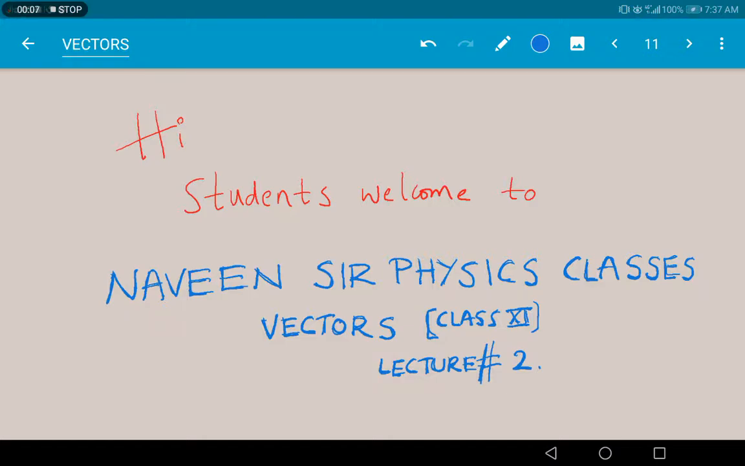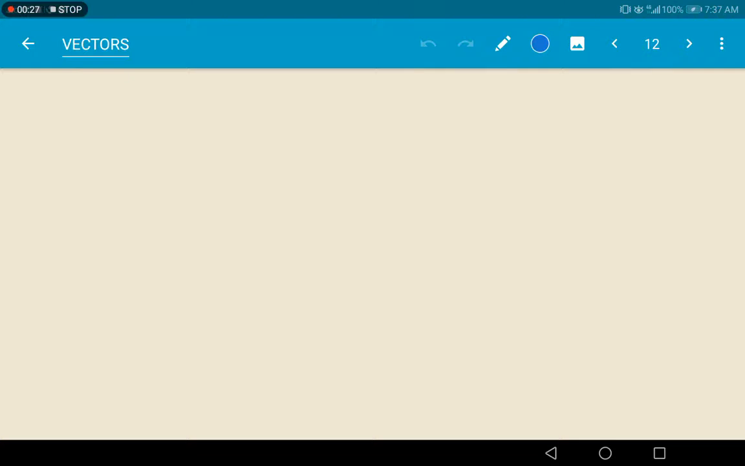So in this lecture we are going to discuss the same concept, vectors. We already started vectors. In lecture 1 we discussed the different types of vectors and how to represent a vector, and we also studied the unit vector. In this session we are going to see some more concepts related to vectors.